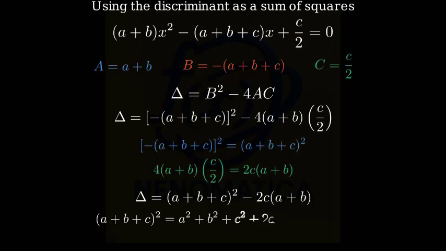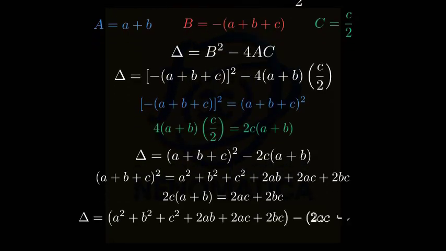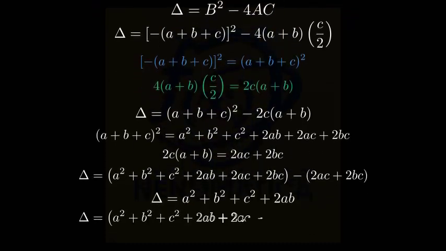The square of a + b + c equals a² + b² + c² + 2ab + 2ac + 2bc. The quantity 2c times (a + b) equals 2ac + 2bc. Substitute these into the discriminant and combine like terms. We see plus 2ac minus 2ac cancels, and plus 2bc minus 2bc cancels.